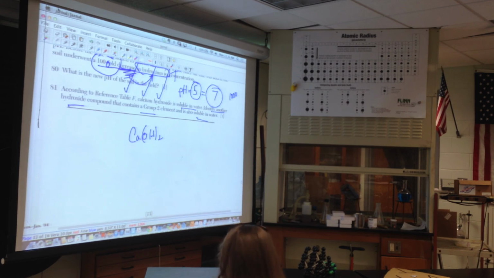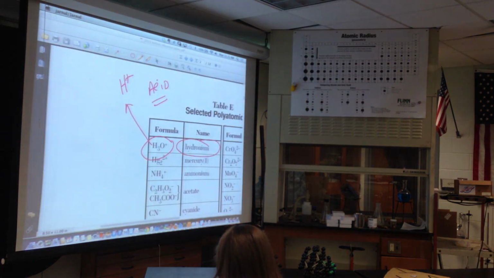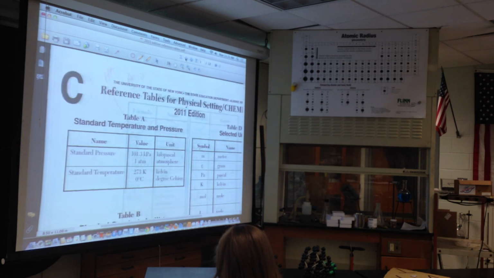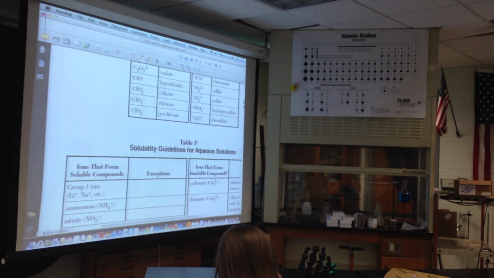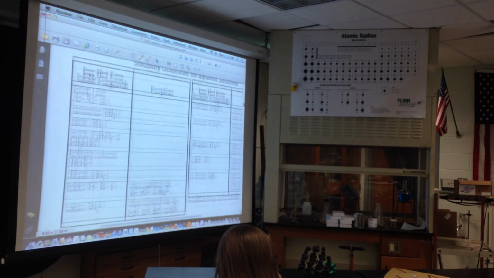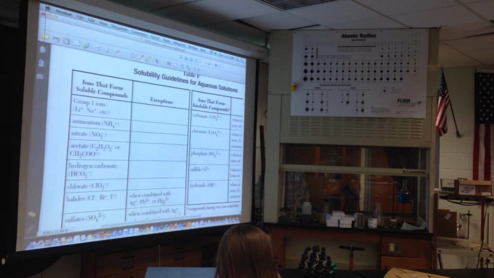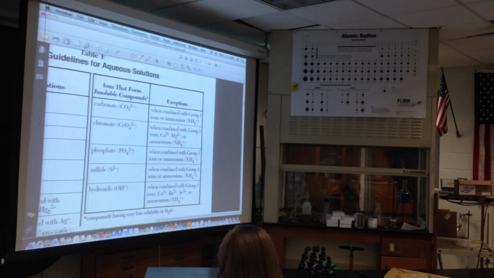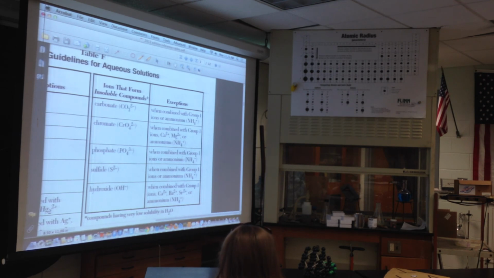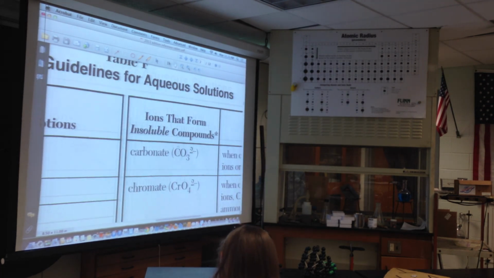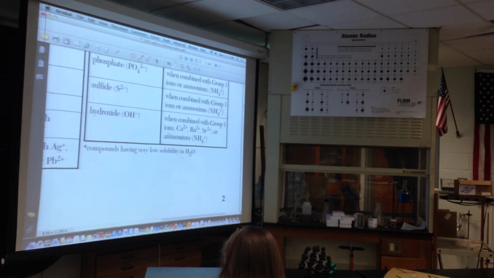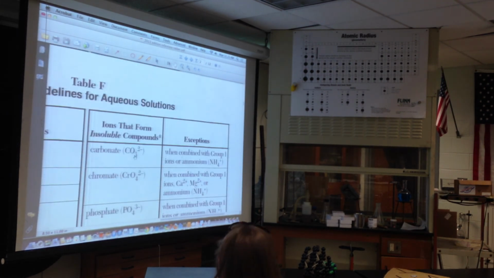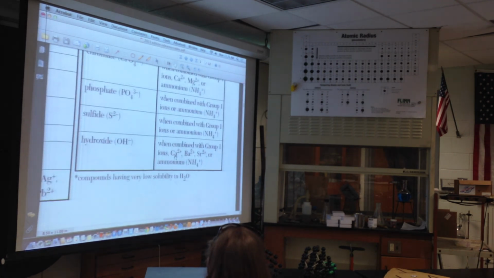Okay, let's get out of this for a second. And let's go to table F. If I know E, F, nope, don't know my alphabet. There we go, it's below it. There's table F. And there's some hydroxides. Let's make this bigger, up close and personal. Well, hydroxides, people, are usually insoluble, except with calcium, barium, and strontium.